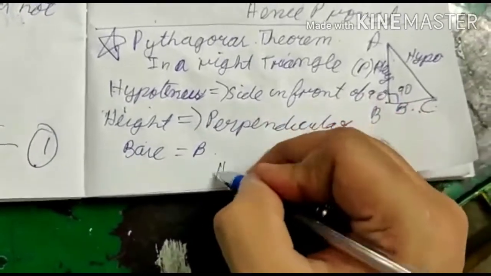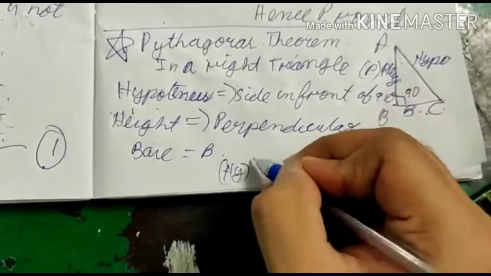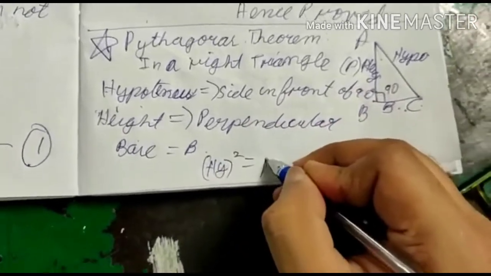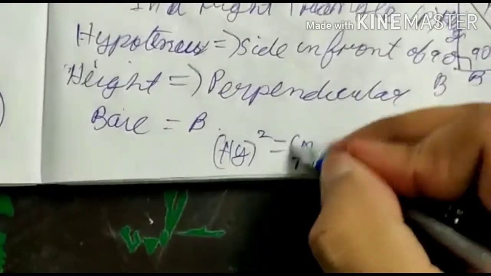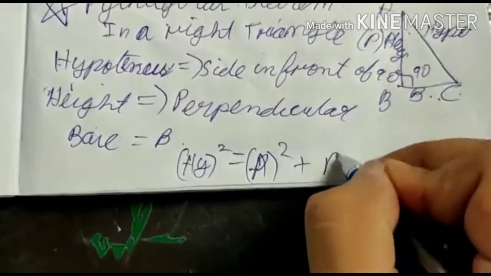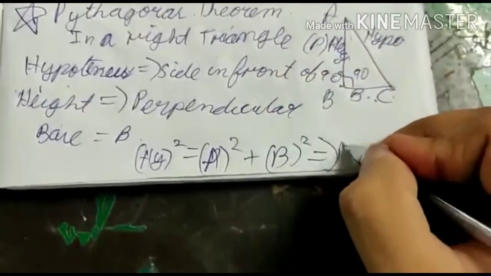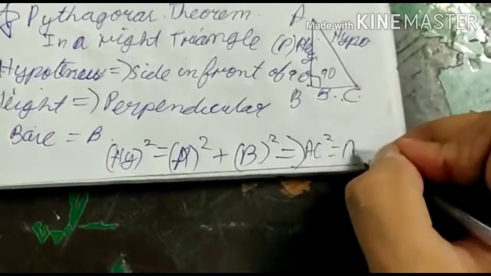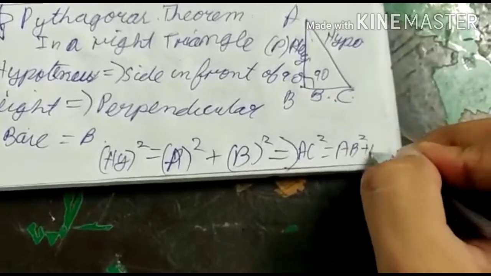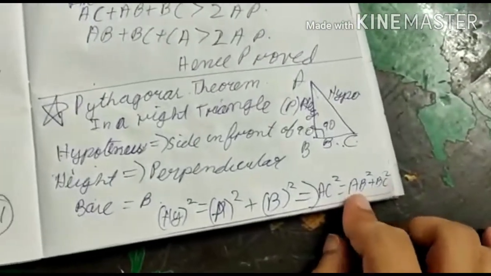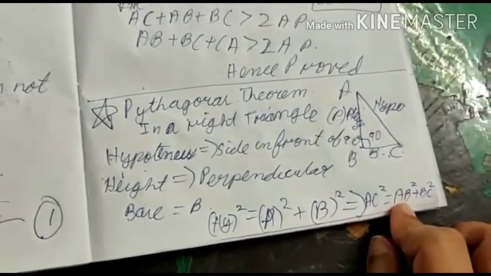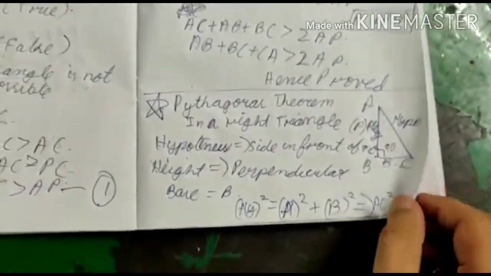So here hypotenuse square will always be equals to the square of perpendicular and base B. What is hypotenuse here? AC square is always equals to AB square plus BC square in a right angle triangle. If it is not coming equal, then it is not a right angle triangle.